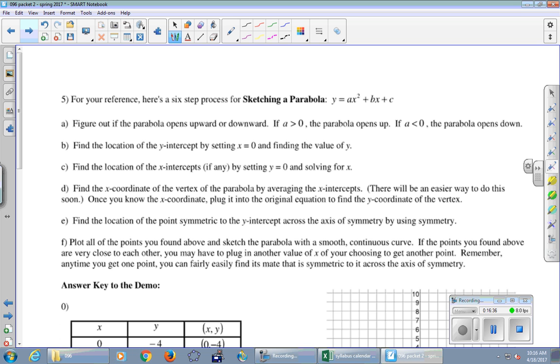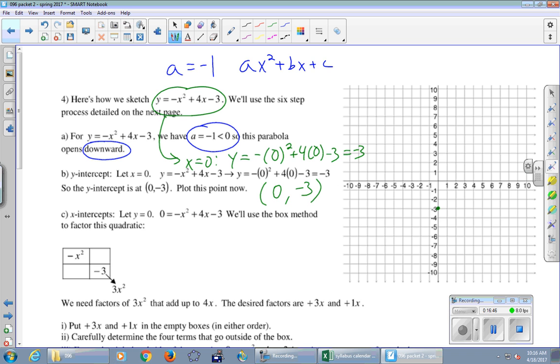C, find the location of the x-intercepts. How do you find x-intercepts? In general, you let y equals 0. Same thing we did earlier with the line. So we're going to let y equal 0. So let's do that here. X-intercepts, let y equal 0. So that means 0 equals, and you copy the entire rest of the equation with all those x's.